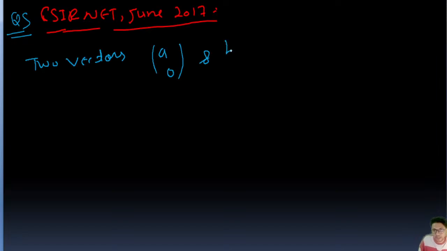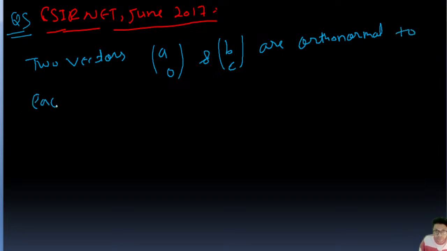Now I'm going to solve one question for you, which was asked in CSIR NET. A0 and BC are orthonormal to each other. Then you need to find the value of ABC. So two vectors A0 and BC are orthonormal. That means they are normalized as well as orthogonal. Orthonormal means normalized plus orthogonal to each other. Then we need to find the value of ABC.